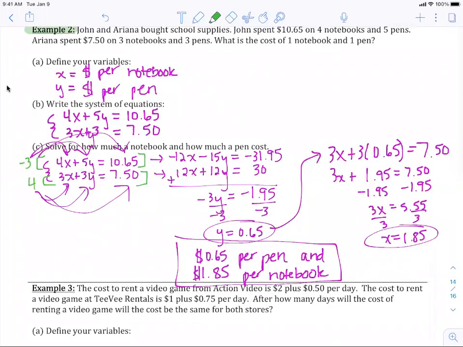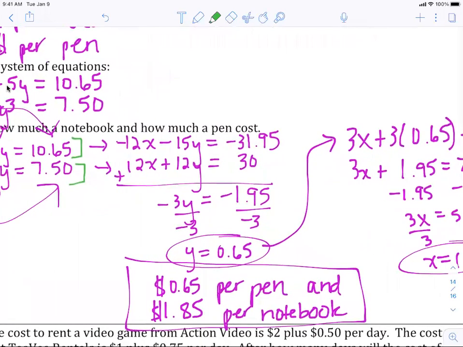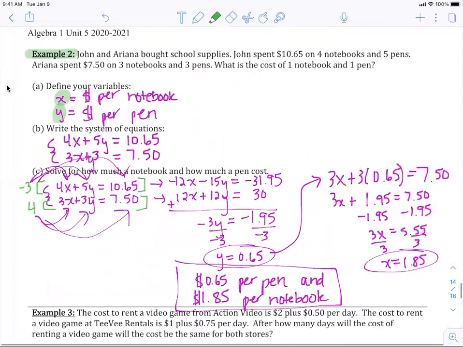All right, so hopefully, now, cool thing is for part A, when it says define your variables, you didn't have to use X and Y. If you had chosen any 2 other variables like N for notebook or P for pen, honestly, it doesn't matter. But what matters is your equation looks approximately the same. So your system should have looked kind of something like this.